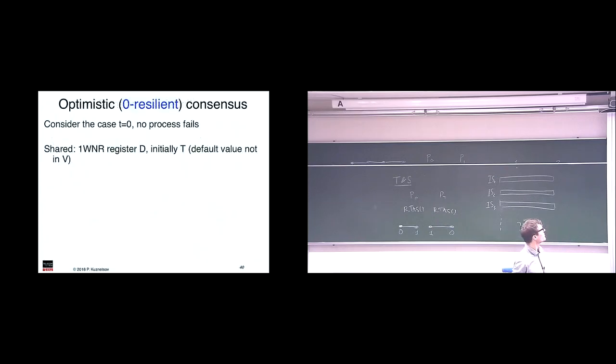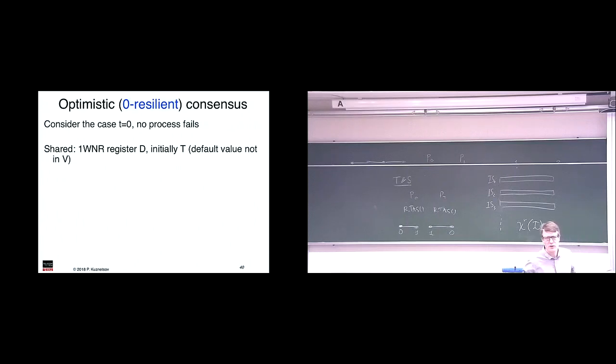There is a more formal definition. There is a trivial protocol, of course. If you don't have any failures, and you have read-write communication, you have some set of processes, then solving consensus is trivial. You pick one of the processes to be the leader and decide on the value proposed by this process. So no problem.